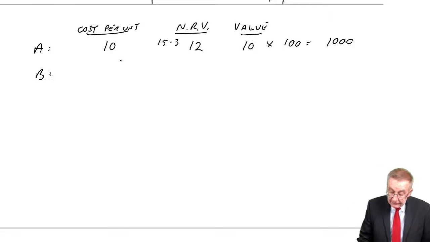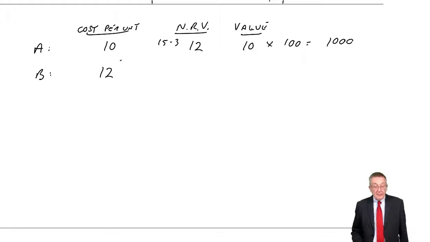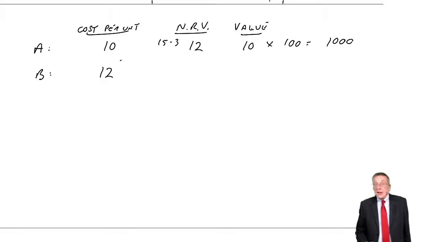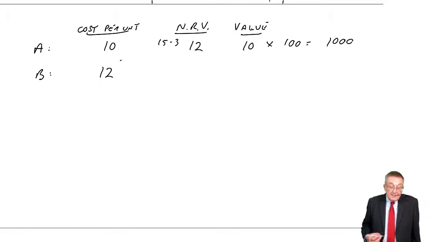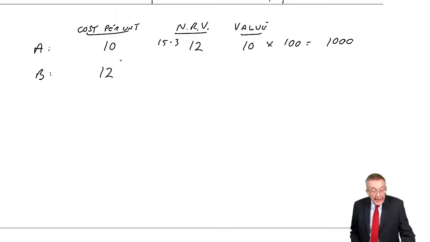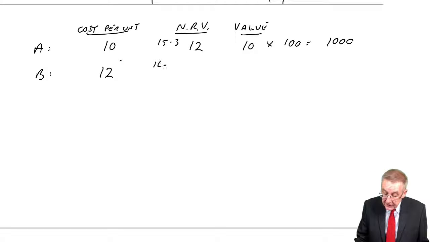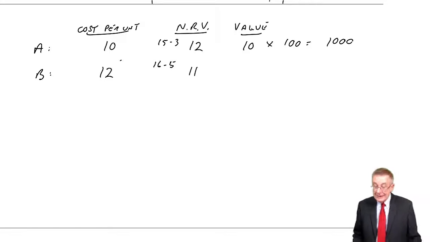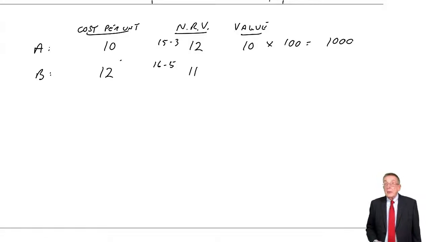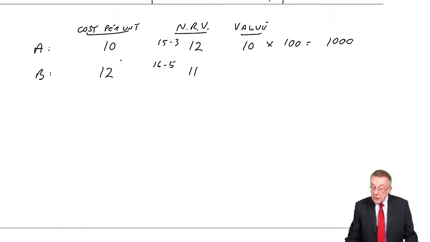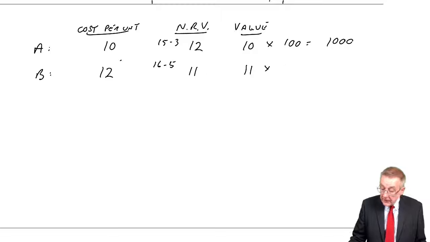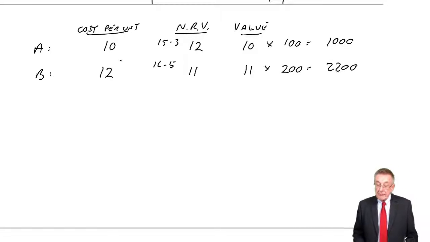What about B? So far, they've cost us $12. Then we're going to spend an extra 5, not spent yet, and then sell them for 16. So the net realizable value is 16 minus 5, which is 11. We have to value at the lower of the two, which would be 11. And how many units are there? 200? 2,200.